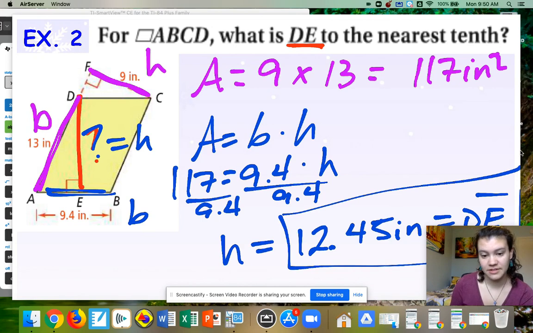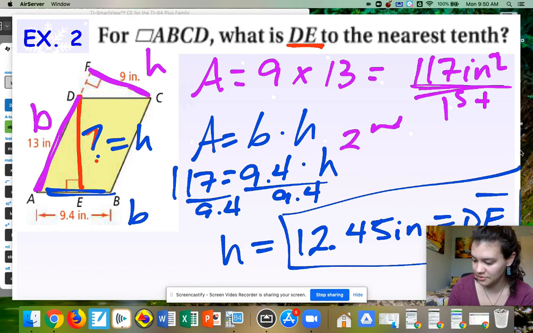So 2 steps, find your total area first. So over here, when we did in the purple, find this first. And then second, do this and solve for what you're missing.